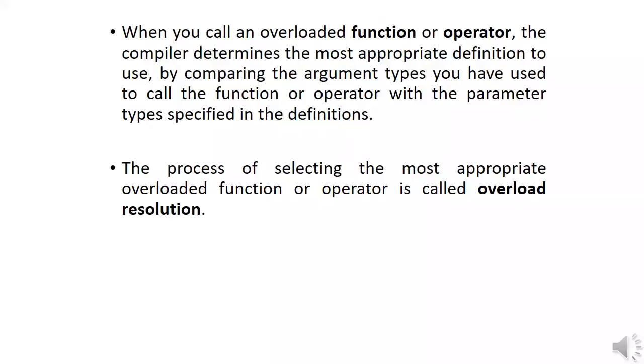Suppose that a program contains two or more functions with the same function name but different parameter values. When you call an overloaded function, who will determine the right function definition for execution? That is done by the compiler. The compiler determines the most appropriate function definition to use by comparing the argument types you have used to call the function with the parameter types specified in the function definition. The process of selecting the most appropriate overloaded function is called overload resolution.